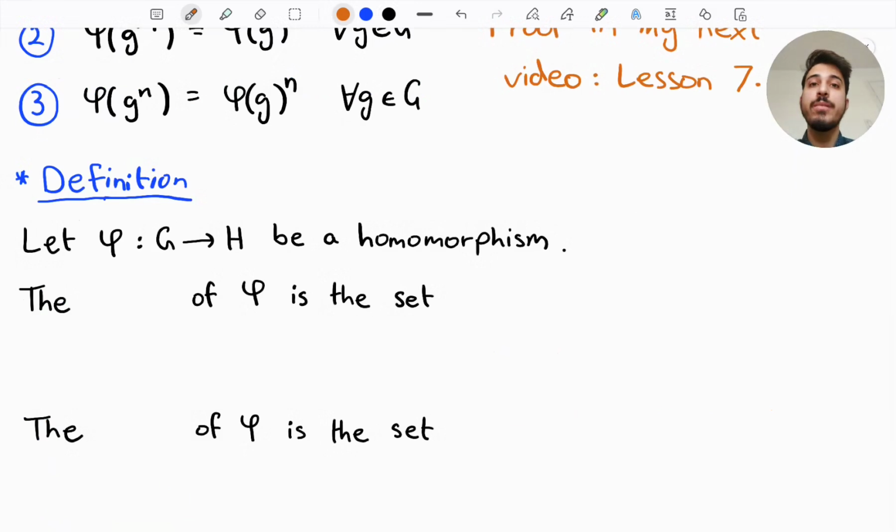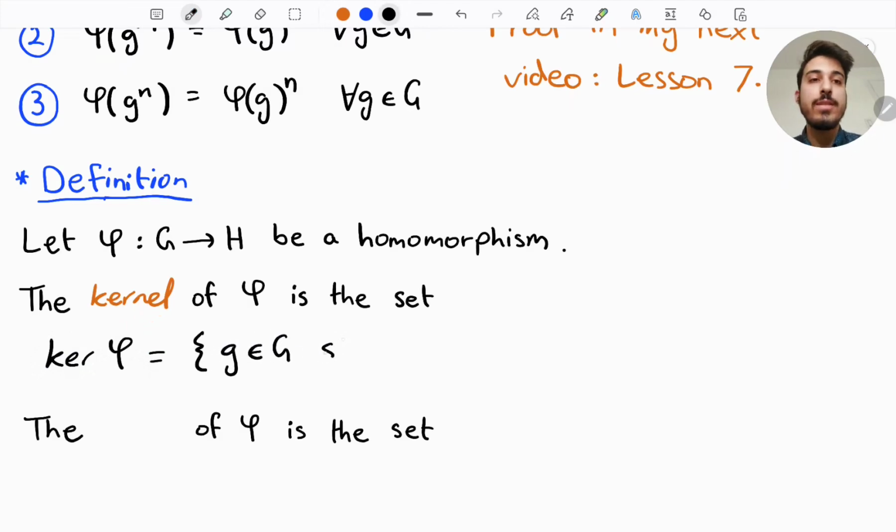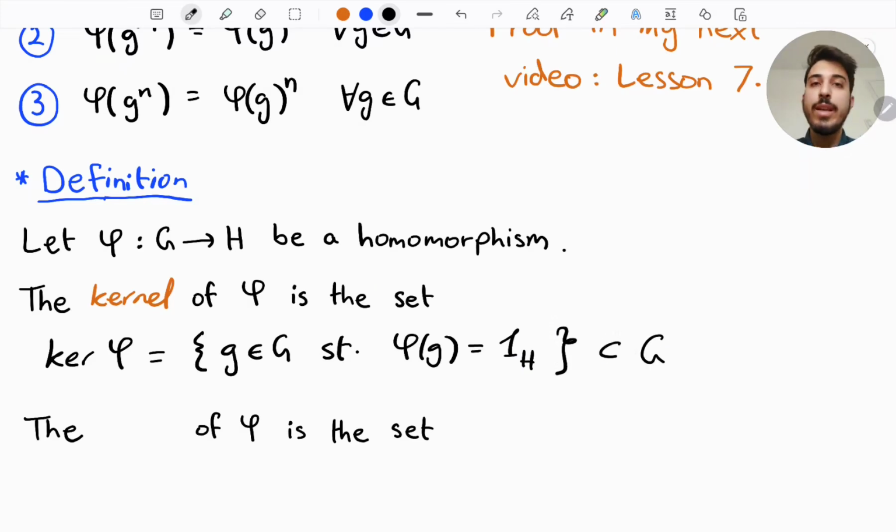from G to H. The kernel of phi is this set, which we call Ker phi. It is the subset of G, so all the g in G, such that phi of g is the identity in H. So this is a subset of G containing all the elements in G that phi sends to the identity in H.